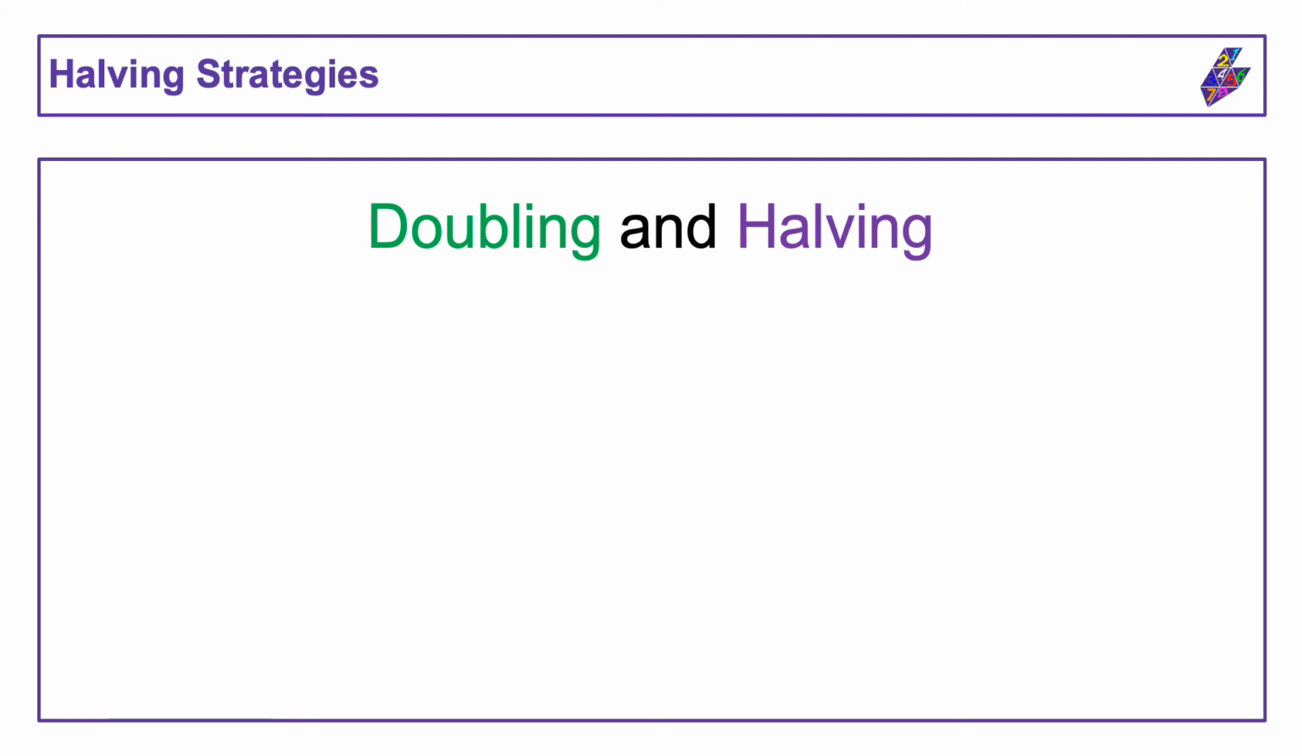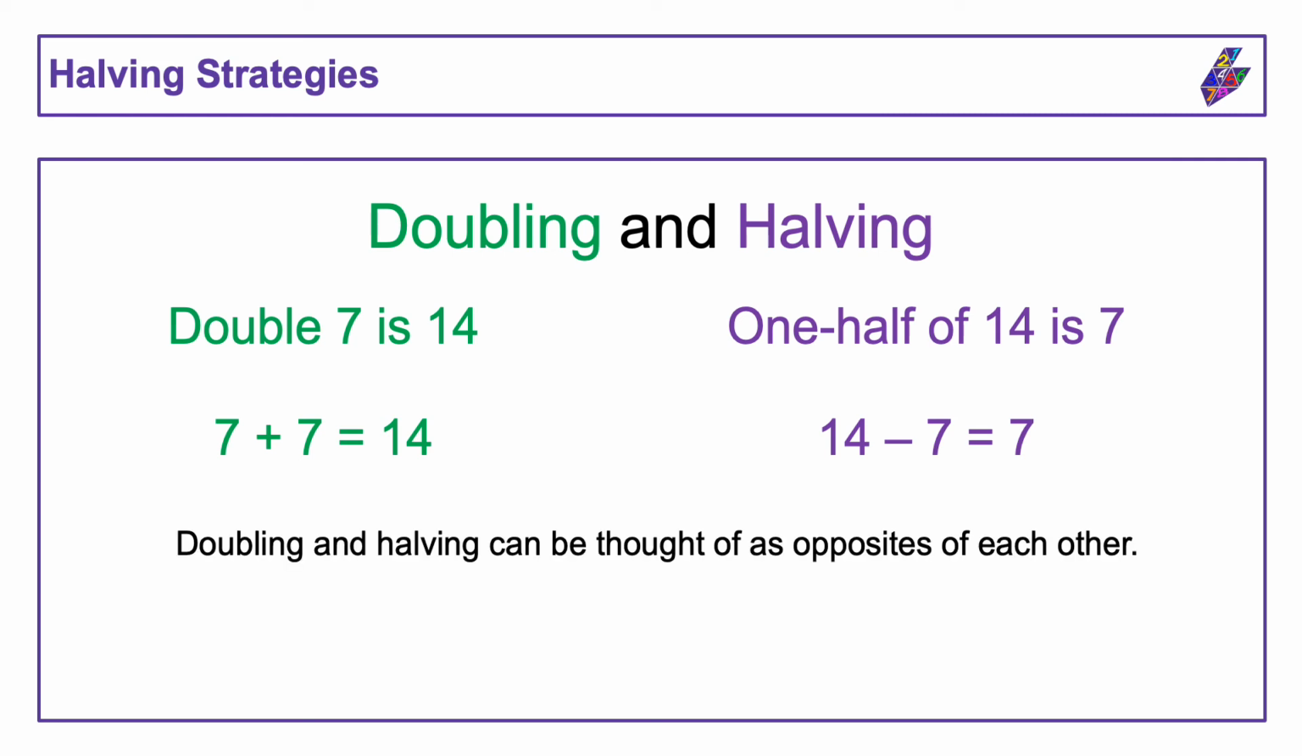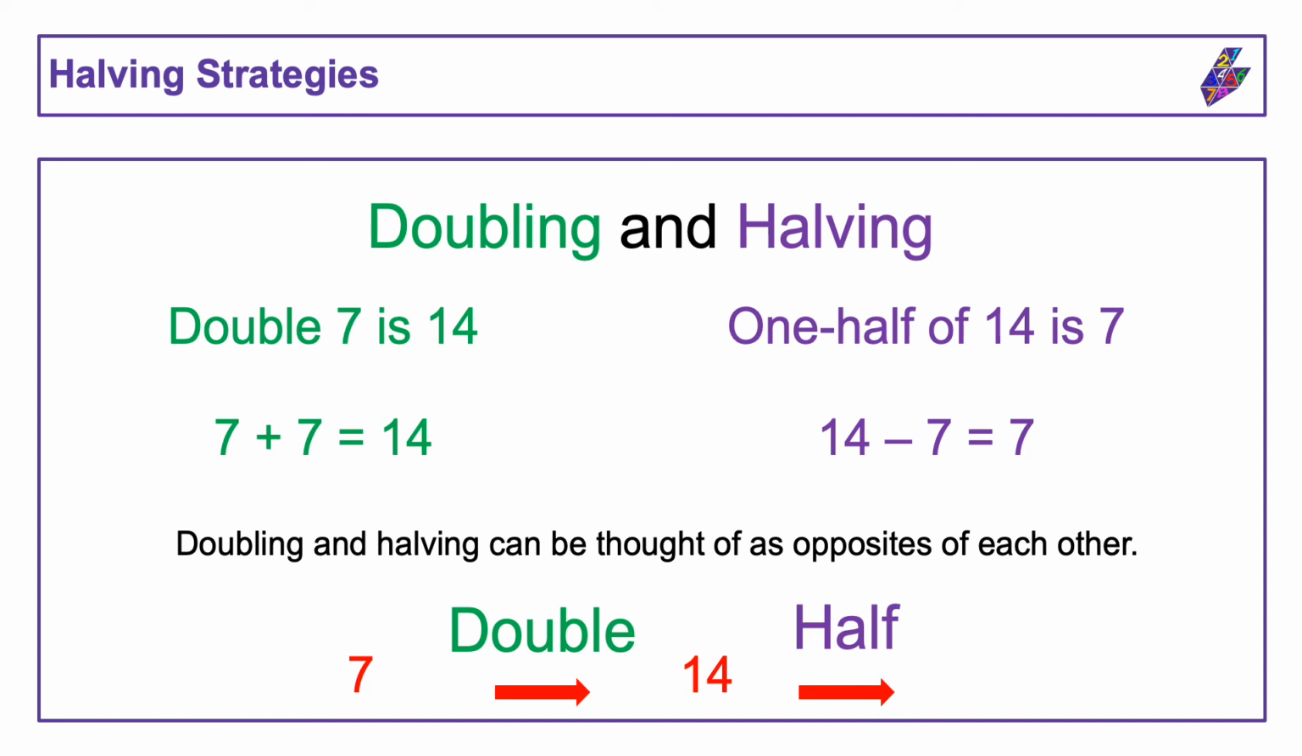Let's look again at the connections between doubling and halving. Double 7 is 14, and 1/2 of 14 is 7. Or we can say 7 plus 7 equals 14. This is our double relationship. Or 14 minus 7 equals 7. This is our halving relationship. Again, you might notice the connection between the two. Doubling and halving can be thought of as opposites of each other. If I have 7 and I double it, I get 14. Then if I take 1/2 of 14, I get back to 7.